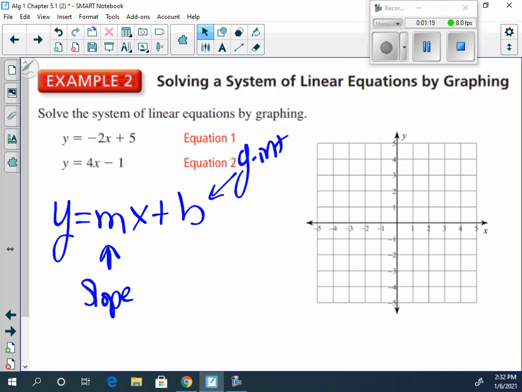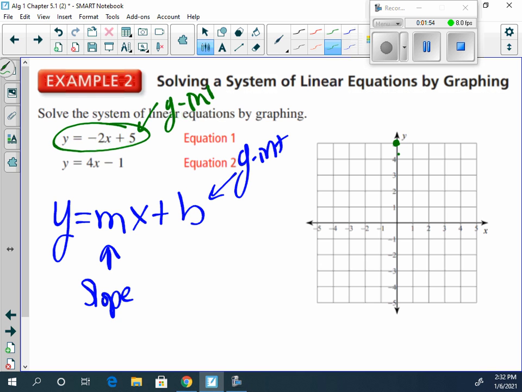Now the first equation that we're going to look at is this one here. y equals negative 2x plus 5. When I look at this, the negative 2 is the slope, and the plus 5 is the y-intercept. So plus 5 is the y-intercept, so I can go on the graph and go up to positive 5 and make a point. Because for this equation, y equals negative 2x plus 5, the plus 5 tells me it intersects the y-axis at positive 5. So 5 is the y-intercept. Now the slope is negative 2.